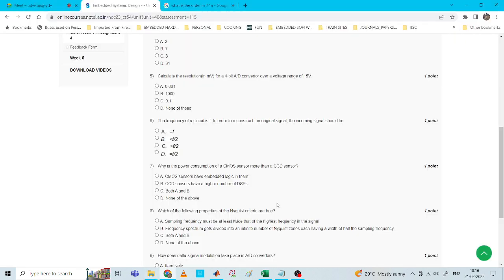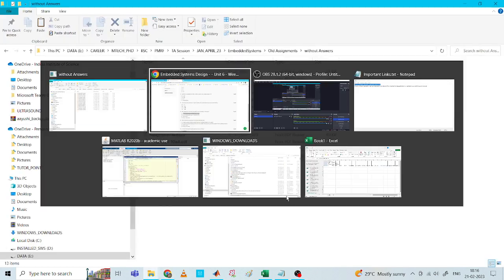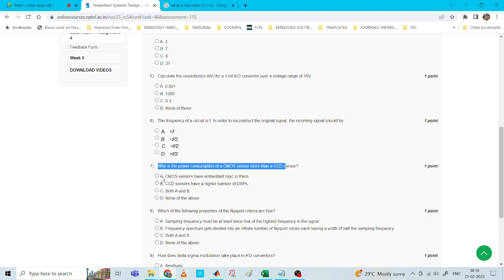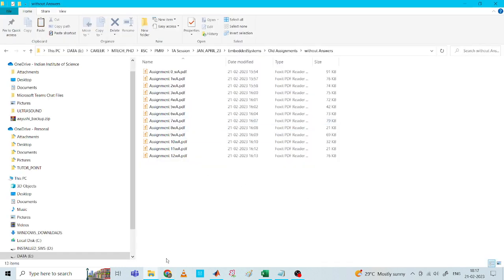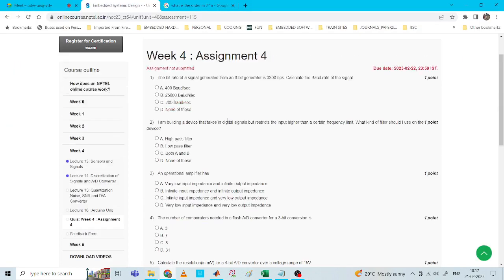For example, they are not asking you to tick whether CMOS has more power than the CCD. What they are asking you to tick is the fact, whether the CMOS sensor has embedded logic in it. So can you just tick the correct ones? Forget about the questions. Treat all these four options just as statements. Okay, sir, no problem, sir. Got it? Okay, sir.